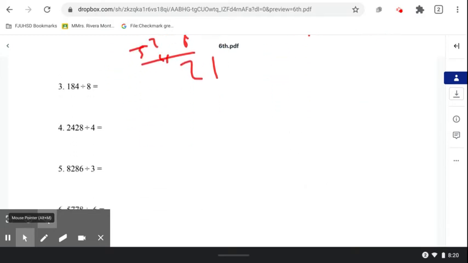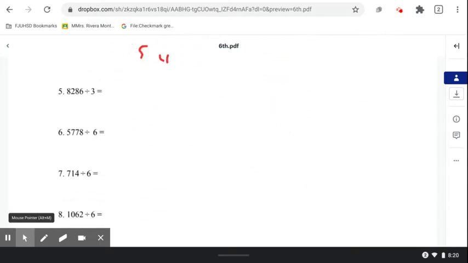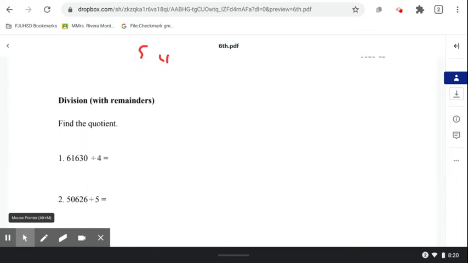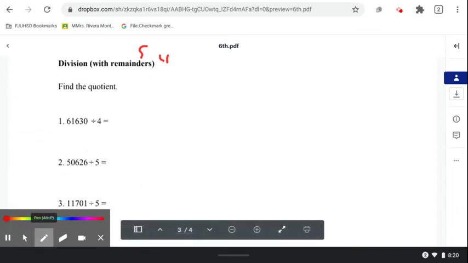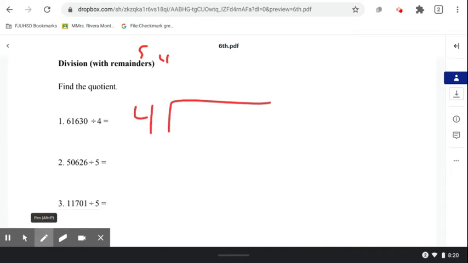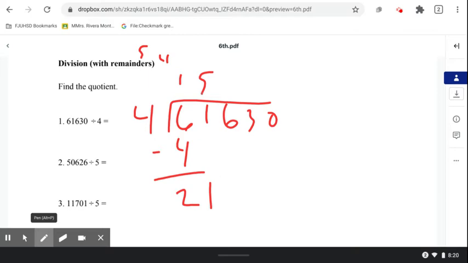The one that's probably a good bit more difficult is the next section, which is division with remainders. So these are pretty ugly problems because you have remainders and those are always a pain. But let's just do it for now.